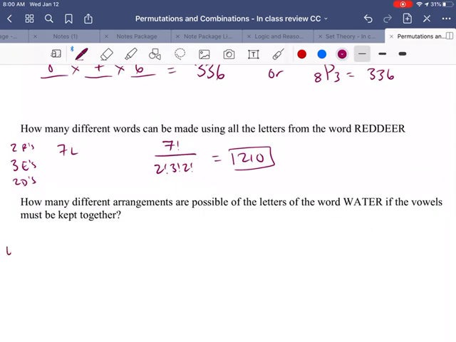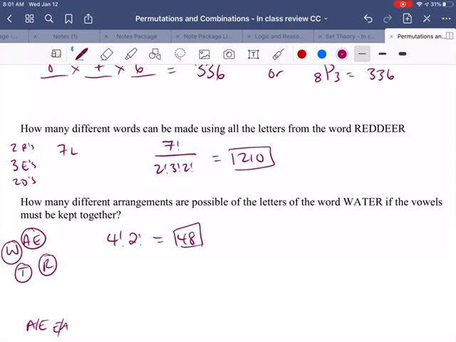Vowels must be kept together in this case. So let's consider A and E as one tile. So with the W's and the others, we can arrange these things 4 ways and then multiply by the 2 ways that we can arrange A and E. So you could have A then E or E then A. And that works out to 48 ways.